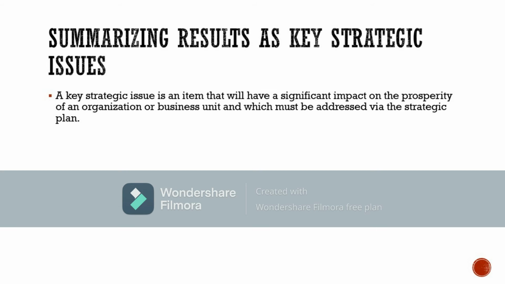Let's check 3 sample lists of key strategic issues. We derive them by working with planning teams within each organization and by applying at least some of the steps for analyzing strategic performance outlined in this important unit. This is like a pillar unit in strategic planning. Please review it.